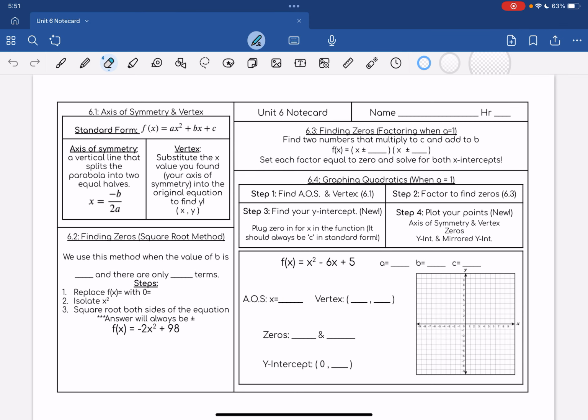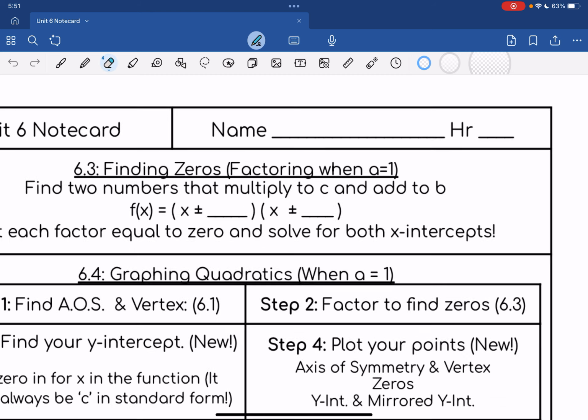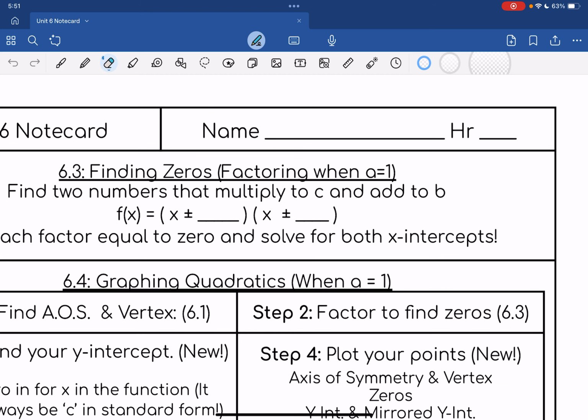Hello y'all, this is your Unit 6 note card. If I am remembering correctly, this note card is going to be pink. Put your name on here, put your hour on here, because everybody's is going to look the same.